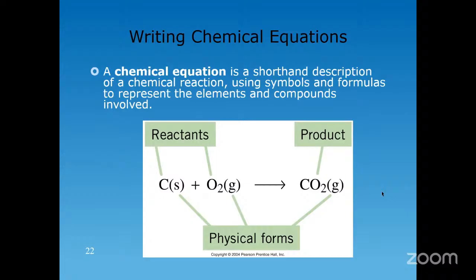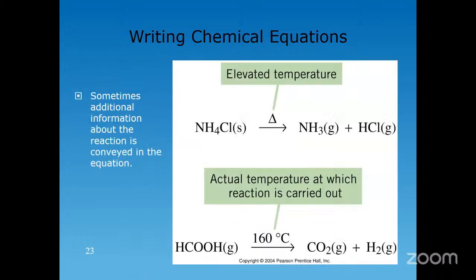Some other piece of information might be added above or below the arrow in the equation. For example, if you see a triangle here, that tells you that you have to heat the reactants in order for the reaction to take place. In some cases, they will give you actual specific information, like the actual temperature, pressure, and other conditions. You might see something like a catalyst included as well, all right? Those are just some pieces of information that give you an idea of the type of conditions under which the reaction is occurring.